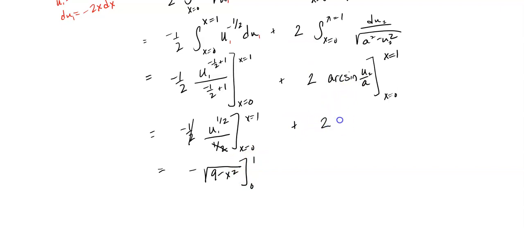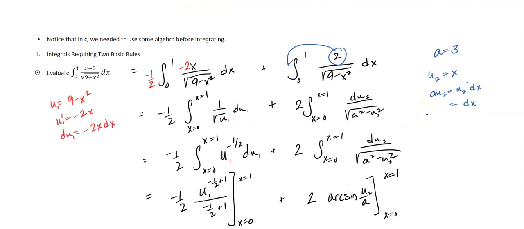Over here, we're going to have 2 times the arc sine of u over a, so u is x, and a is, in this case, 3.